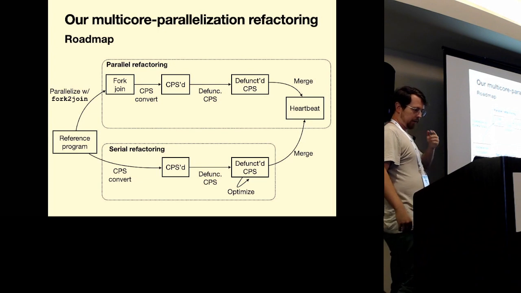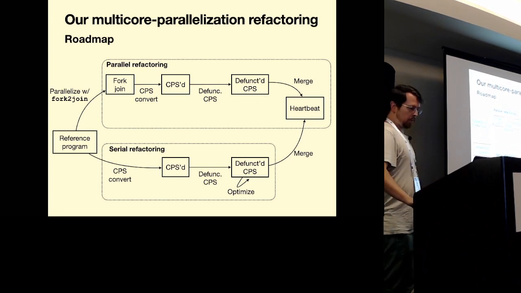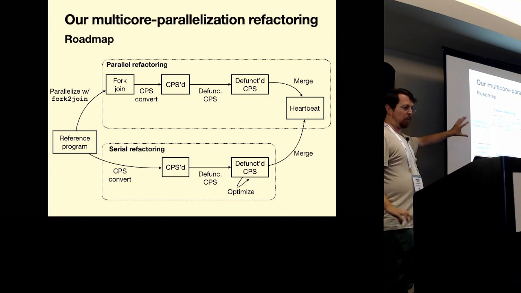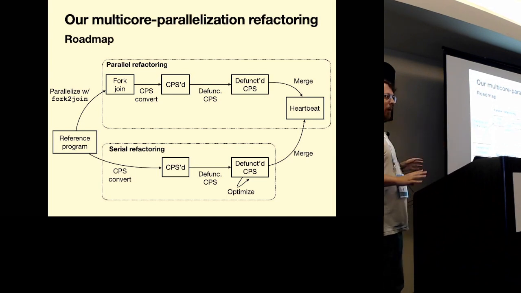So the refactoring technique I'm going to present deals with both these problems. At a high level, we're going to take our reference algorithm and push it through two independent refactoring paths, one to obtain a parallel algorithm at the end, and the other one to obtain a serial one.